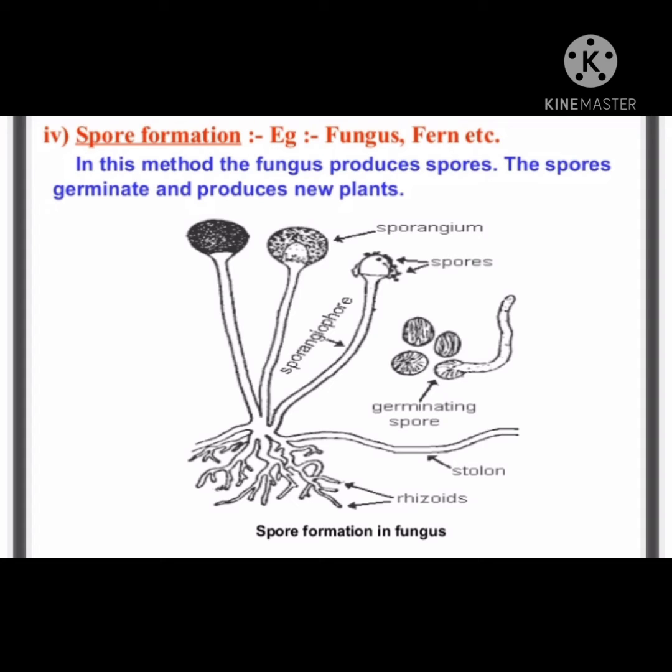Inside the sporangium, a large number of small spores are present. These spores are covered by a hard protective covering to withstand unfavorable conditions such as high temperature, low humidity, etc. So they can survive for a long time without any damage. During favorable conditions, what will they do? They will attach over the substratum, over the wet area, and start to germinate. This is the method of reproduction called spore formation.